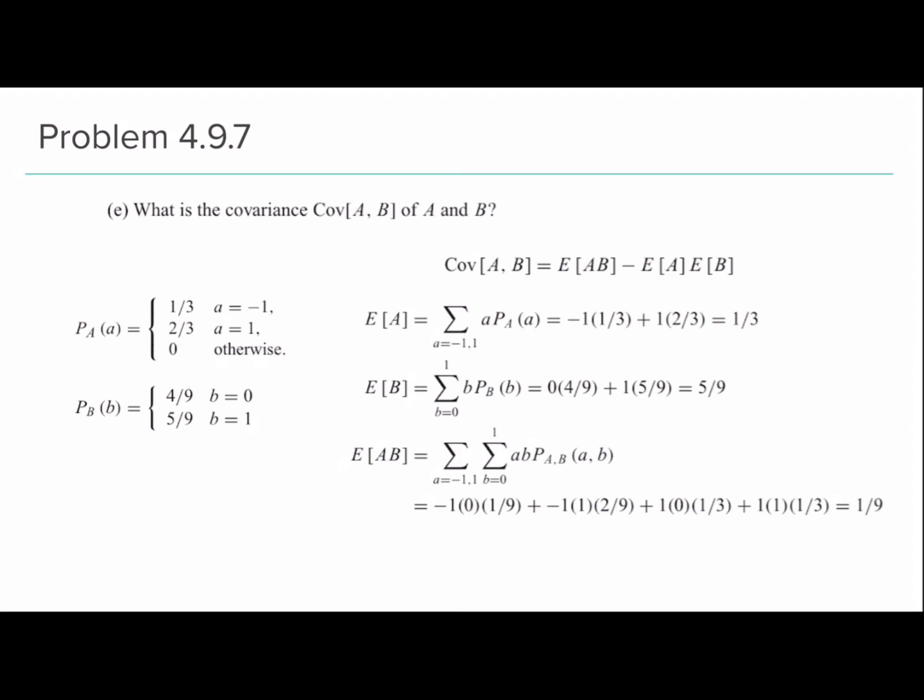And the last term, which is A is equal to 1, B is equal to 1, and the joint PMF for this is 1 by 3, as we have found in part A of this question. So finally the expected value of AB comes out to be 1 by 9, and the covariance of A and B comes out to be 1 by 9 minus 1 by 3 into 5 by 9, which is minus 2 by 27.